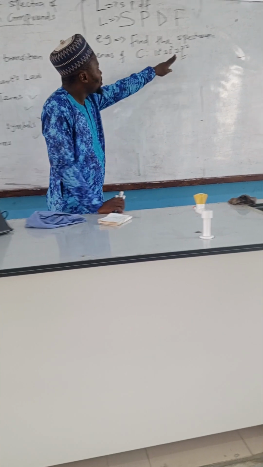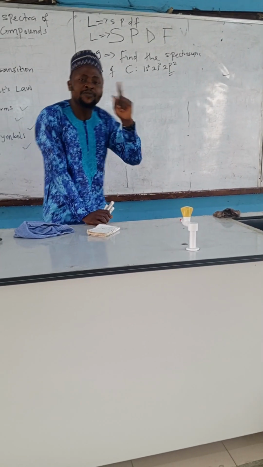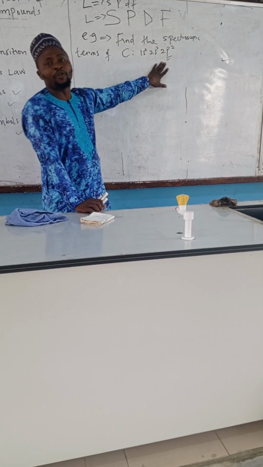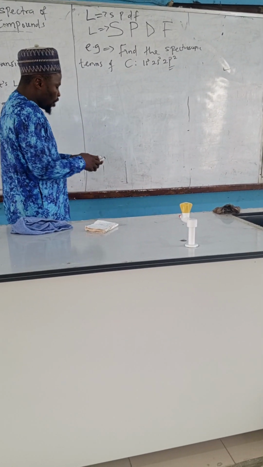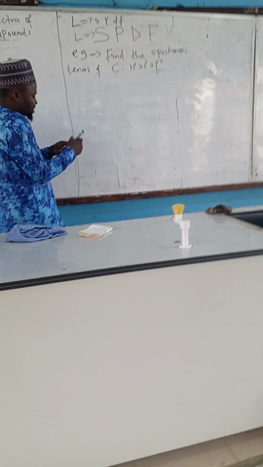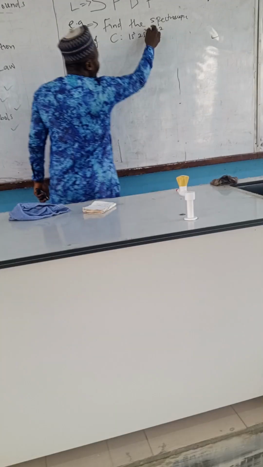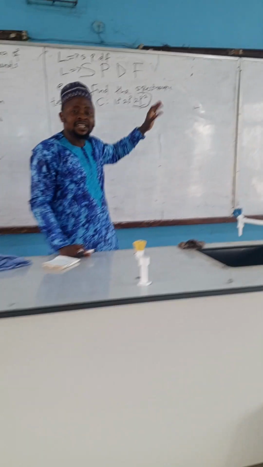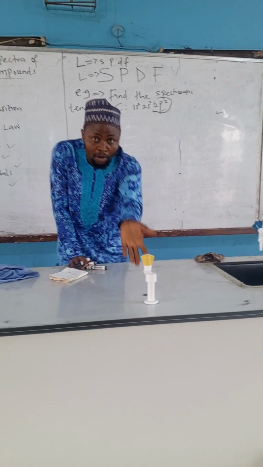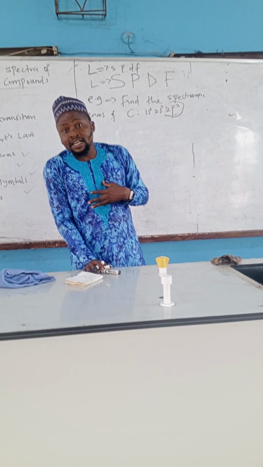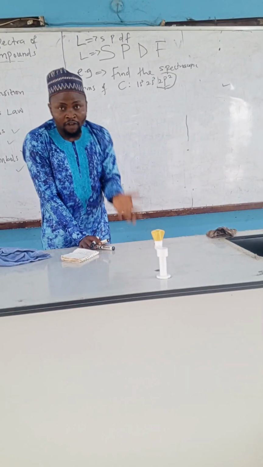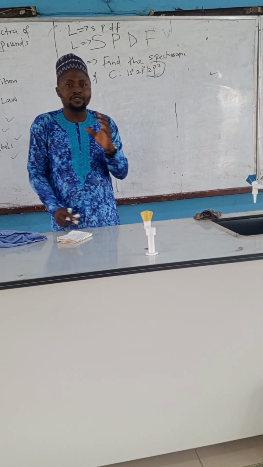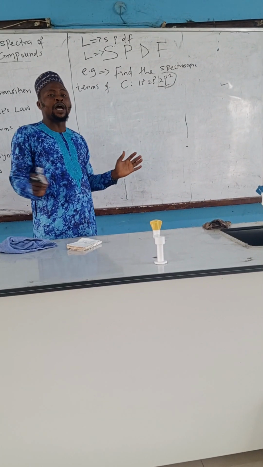Now, find the spectroscopic terms, or we call them free ion terms for metals, of this configuration. What you are interested in is the last configuration, which will give us the group number of the atom and the period of the atom. It is the same last configuration that will give us the spectroscopic terms. How do we apply it?